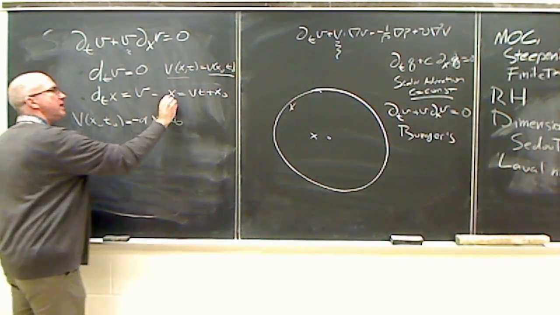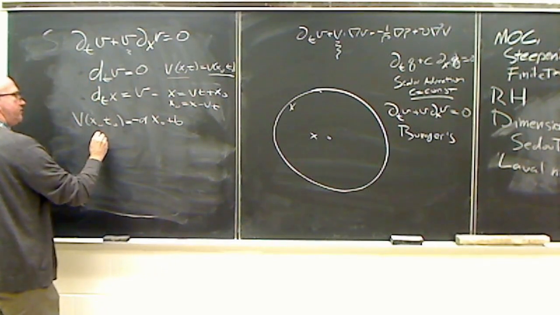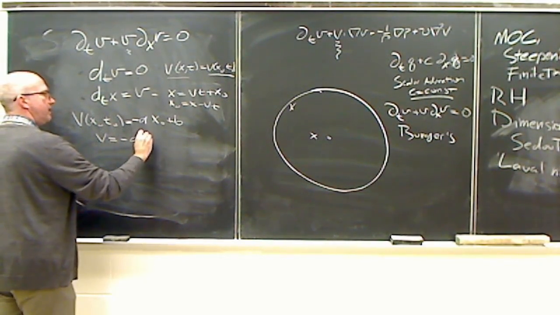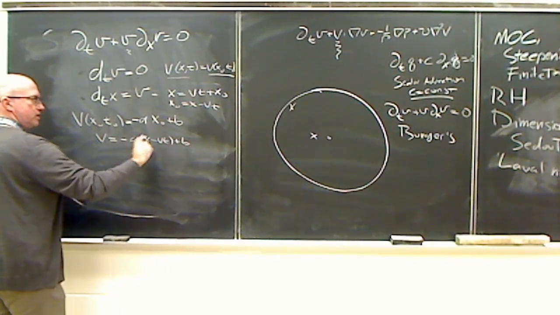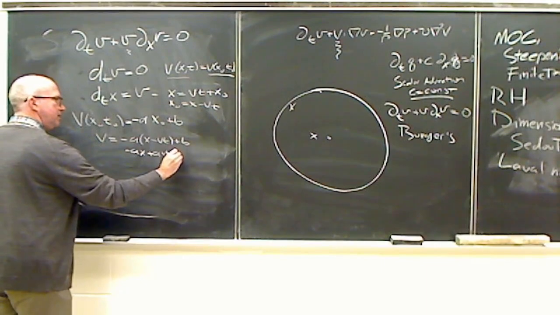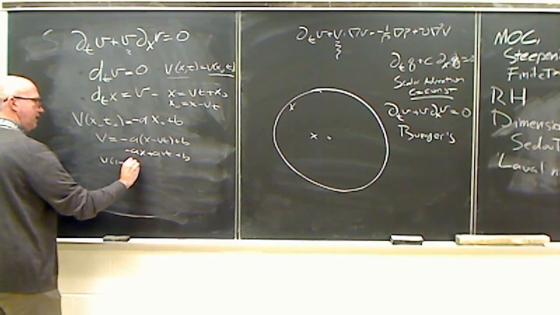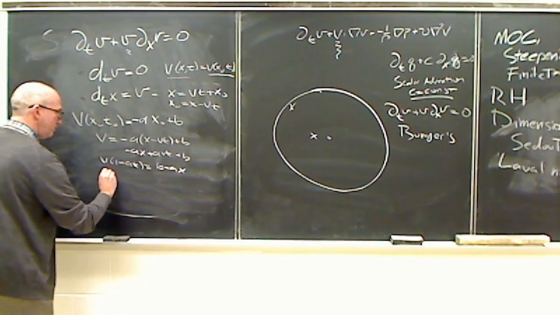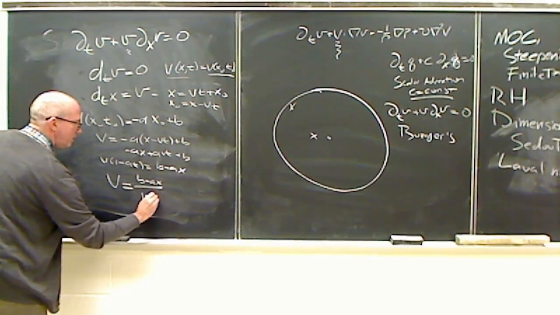So we just plug it in. Once again, x naught equals x minus vt. So I plug that into here, and I'm left with v equals minus a times (x minus vt) plus b. Just expand this out, and I'm left with minus ax plus avt plus b. Put this to the other side, I'm left with v times (1 minus at) equals b minus ax. So v equals (b minus ax) over (1 minus a times t).